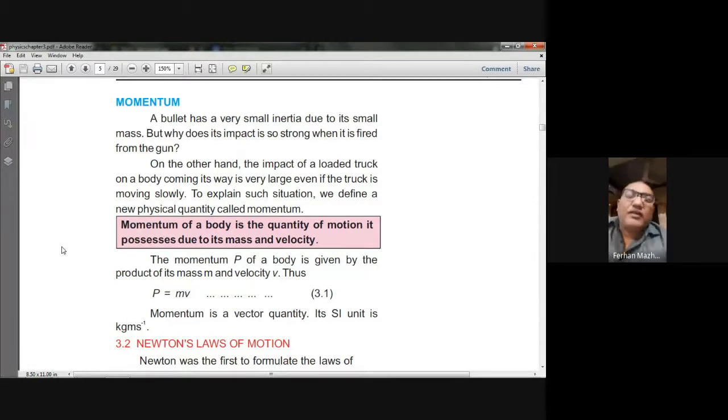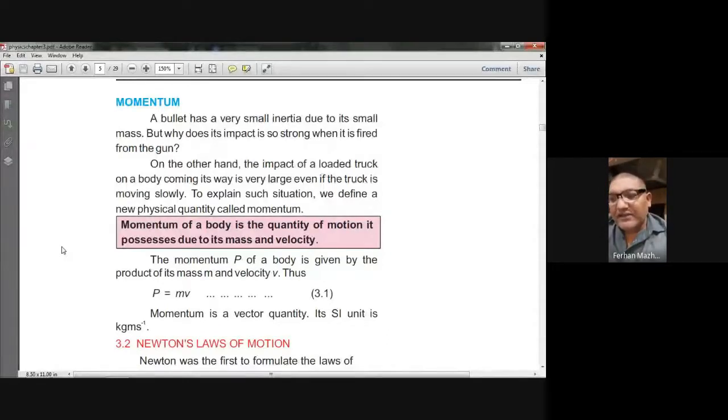For example, God forbid, but if a cycle is coming at a speed of, suppose, the weight of the cycle will be maybe 40 kg. And let's say the cycle is coming at a speed of 10.